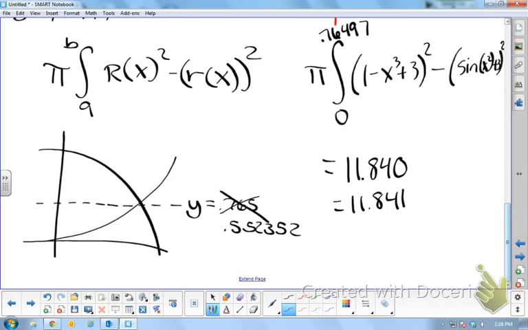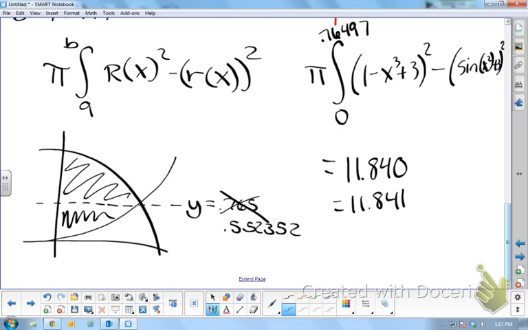And then we're finding the area of the top piece versus the area of the bottom piece. How am I going to find the area of the top piece? You take the integral of what you did before, the top, minus the integral of the horizontal line. So the integral of 1 minus x cubed minus 0.552352. And then the second one would start at 0.55232, whatever, minus the bottom piece, minus sine.